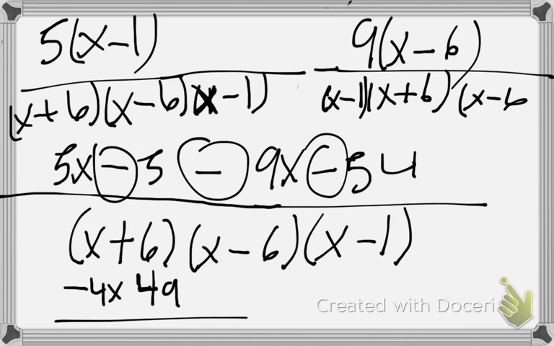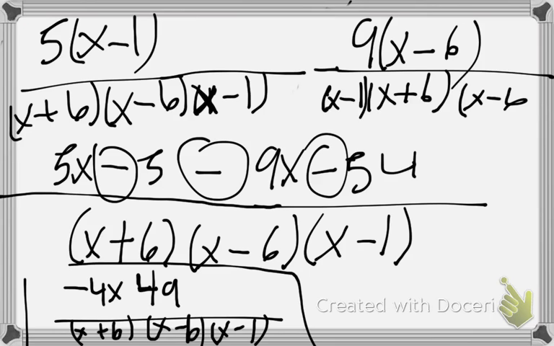49 over, here we go once again, x plus 6, and then x minus 6, and x minus 1. Okay, so this is our simplified version of this equation. We are done with this problem.